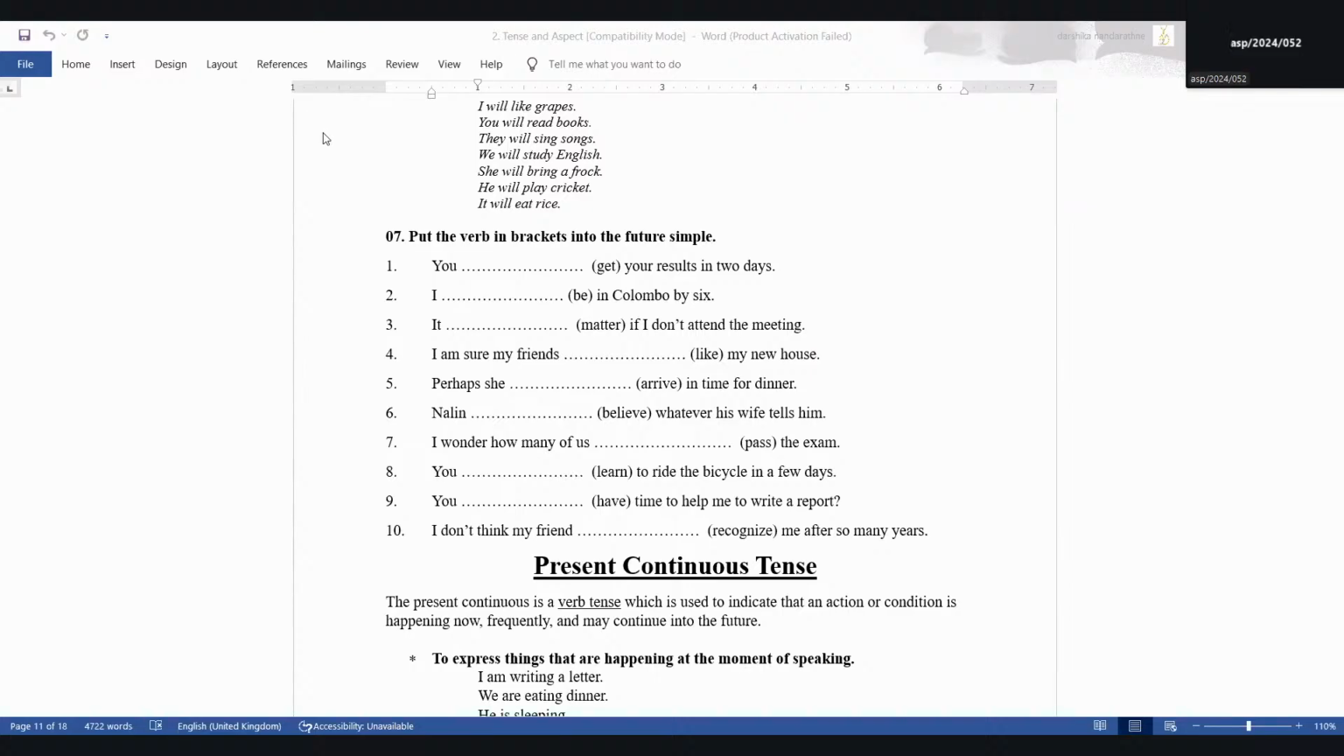Yes? Yes, before we do the activity, can I ask when to use will be? I'm actually not aware of that. That's why. Not clear. Can you ask it again?